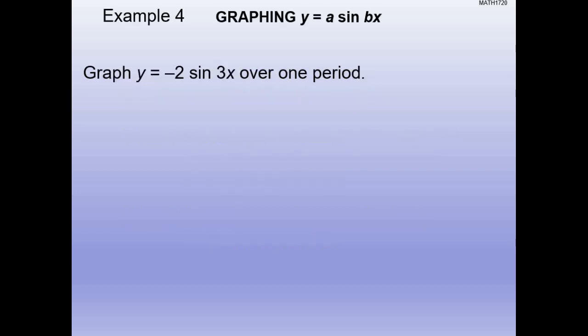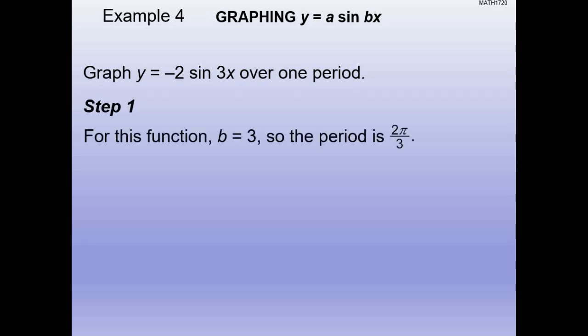So let's take a look at this example. We have: graph y equals -2 sine 3x over 1 period. So we have to find the period. You should be thinking in your head, all right, period is 2 pi over b. My b is 3, so I'm going to get my period first. I know my amplitude's got to be 2. What is that negative going to do to this graph? That's what I want you to ask yourself. I know all this other stuff. What's the negative going to do?